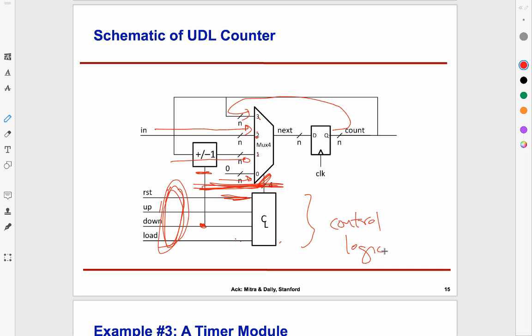We're going to look at more examples after we take a 5-minute break. But what you have seen now are a couple of data paths, a simple counter and a more complicated counter with some glue logic helping us out. So let's take a 5-minute break and we'll continue.